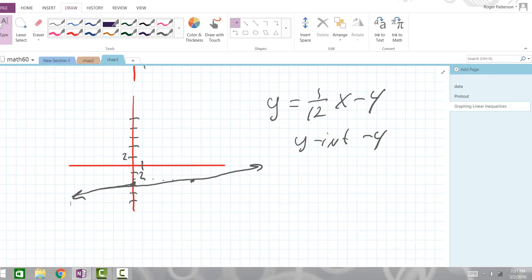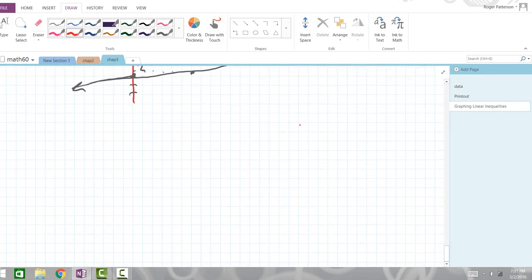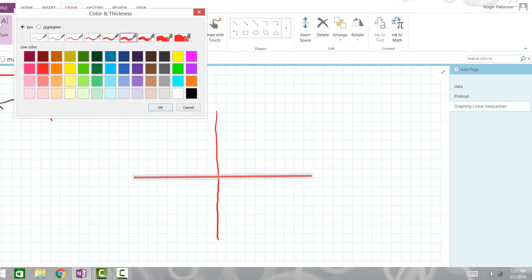I think the point is to show you that sometimes you got to scale graphs a little differently. It's kind of nasty. Okay, let's see what this one is.